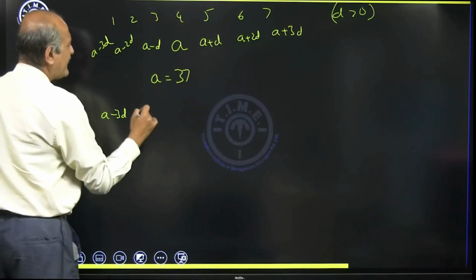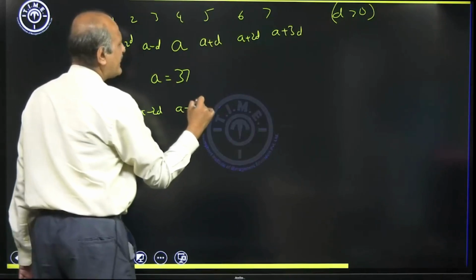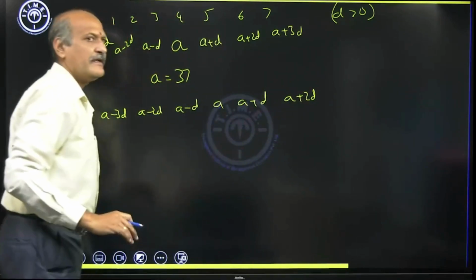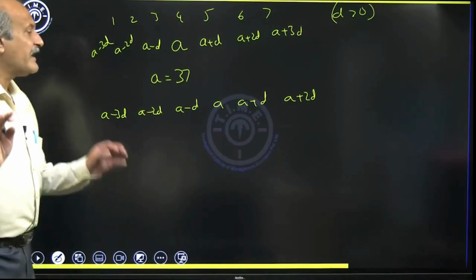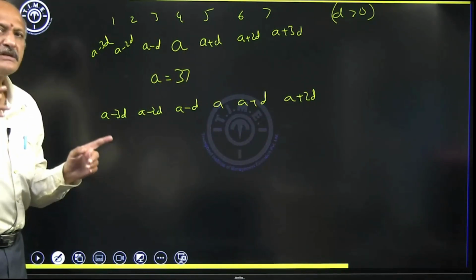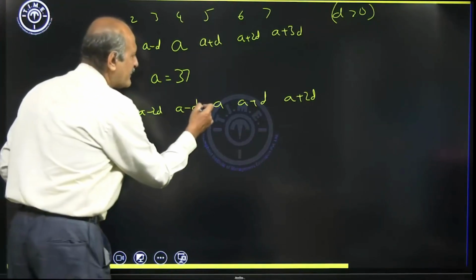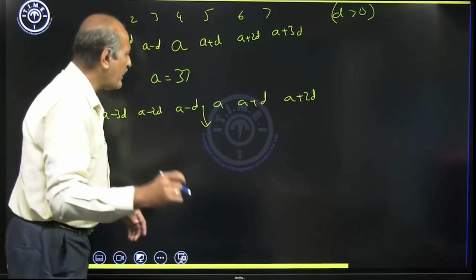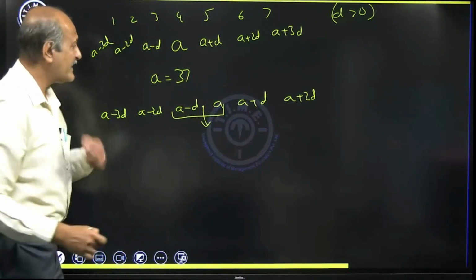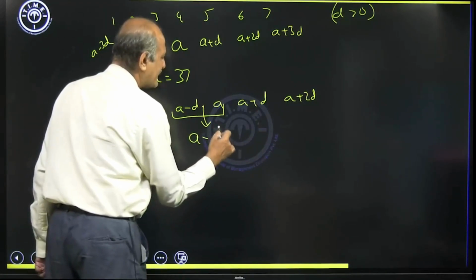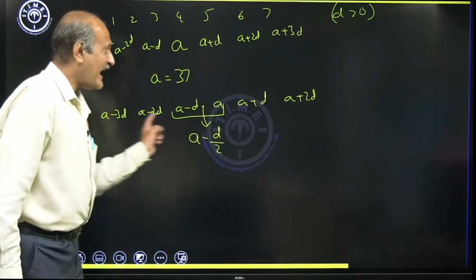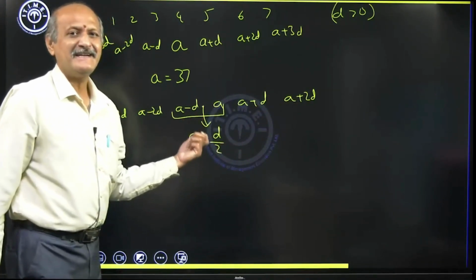It is a minus 3d, a minus 2d, a minus d, next one is a, a plus d and a plus 2d. Like this we will have it. Now identify what numbers. There are only 6 numbers present here. In these 6 numbers, what is the average? The average will be the one which comes in the middle. What is the average of a and a plus d? We can tell the average will be equal to a minus d by 2. So hence we can tell the average of the 6 numbers is equal to a minus d by 2.